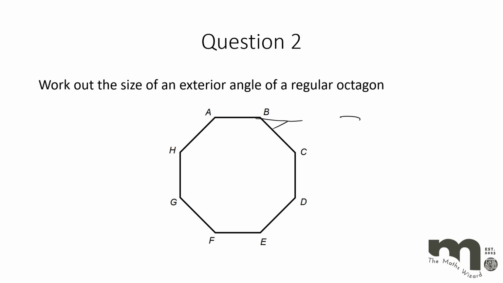Okay, so remember it's 360 degrees, the sum of all of the exterior angles. We've got 8 different angles here because it's an octagon. So if you do 360 divided by 8, you'll get 45 degrees for each of the exterior angles.